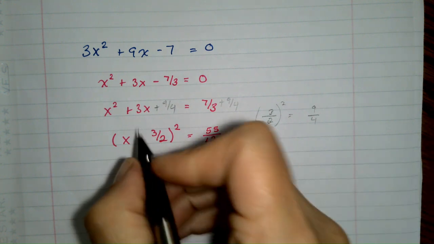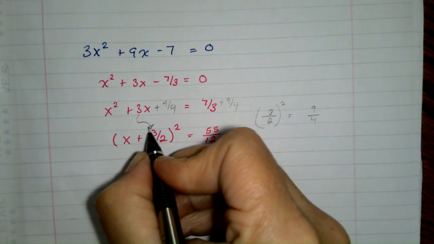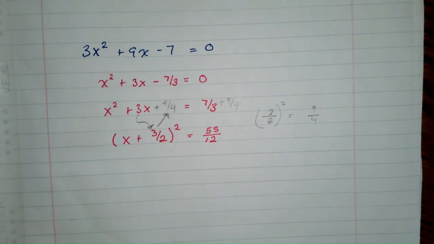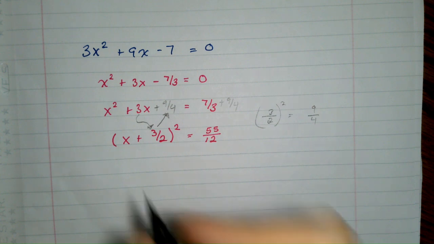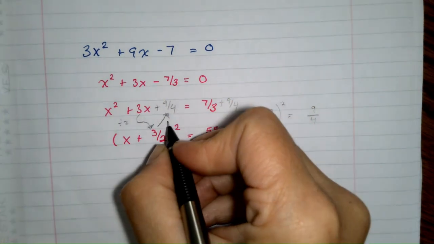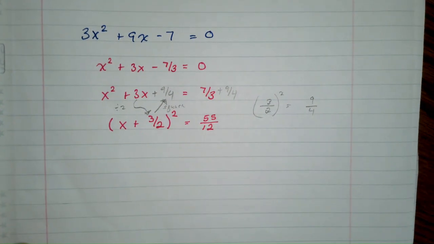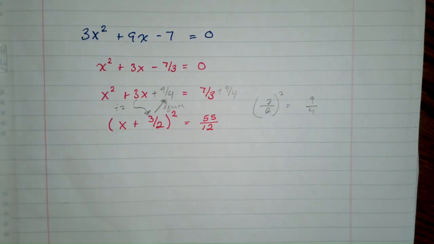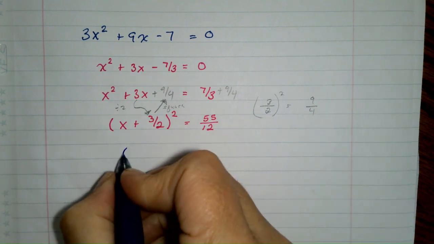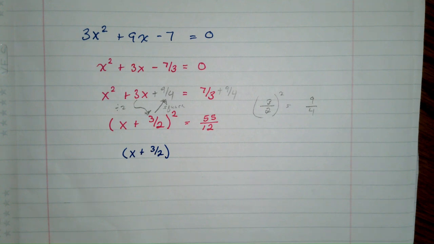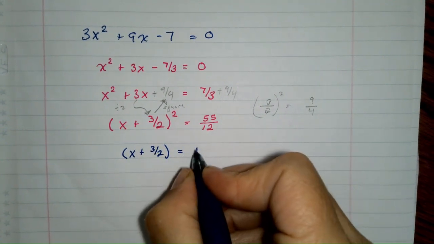And again, divide by 2, square, right? Whatever you add to the left, you have to add to the right. So divide by 2, square. So I'm going to square root both sides. I guess I didn't need to write the parentheses.